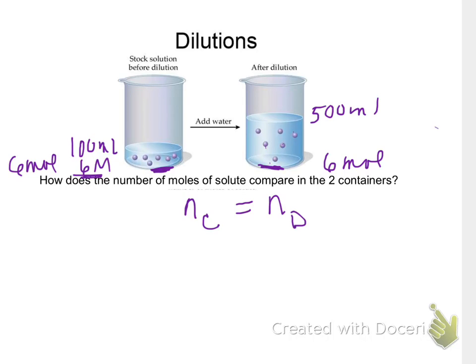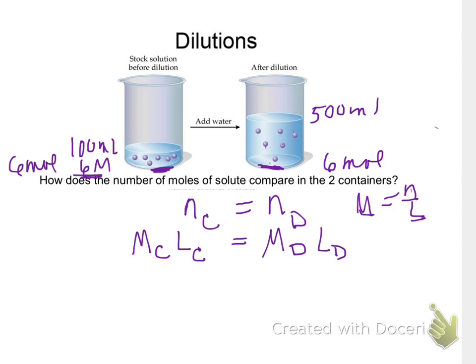And like we said, because molarity is moles over liters, moles is molarity times liters. So I can replace each of these. I can say the molarity of the concentrated times the liters of the concentrated equals the molarity of the diluted sample times the liters of the diluted sample. And when I do that, I can solve for any one of those things. So let's take a look at how that might work.